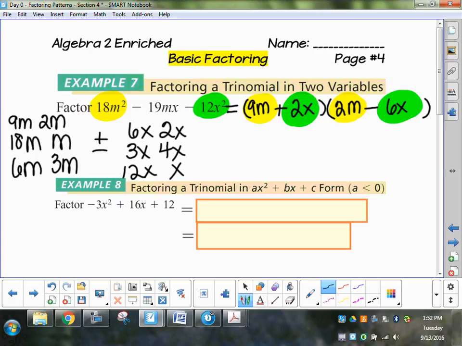Because when you multiply 9m times negative 6x, you get negative. Nope. That's doing too much. Look at that. What do we have here? A GCF. Does the original have a GCF? Mm-mm. So we know that our answer can't. Who got what this would be if we get rid of it?